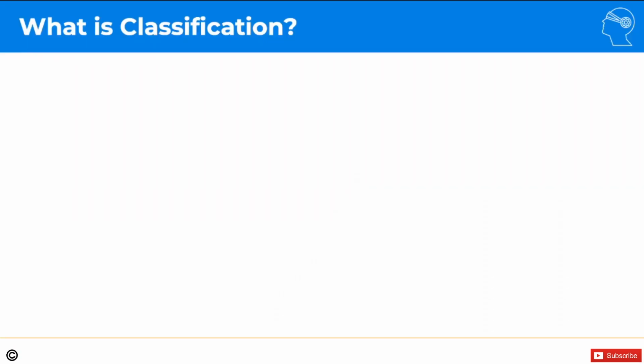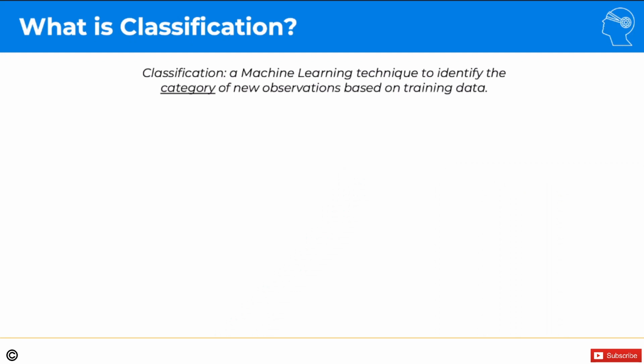So classification can be defined as a machine learning technique to identify the category of new observations based on training data. This is different to regression, where we had to predict a continuous number. Here, we use classification to predict a category. Another important thing is that it's a type of supervised learning algorithm. We'll discuss this a bit more when we reach the next section on clustering.